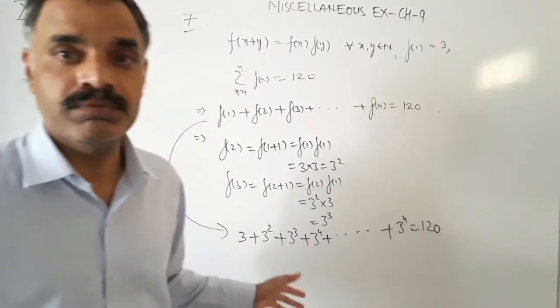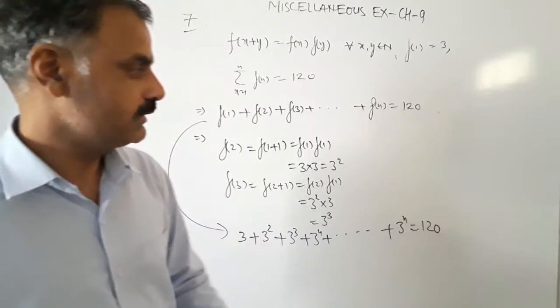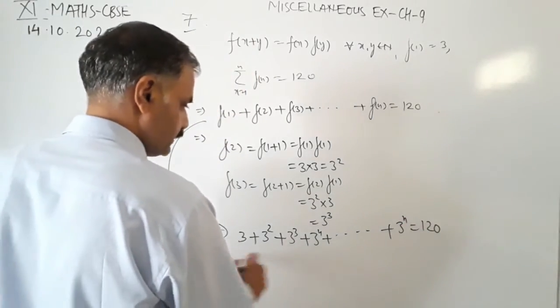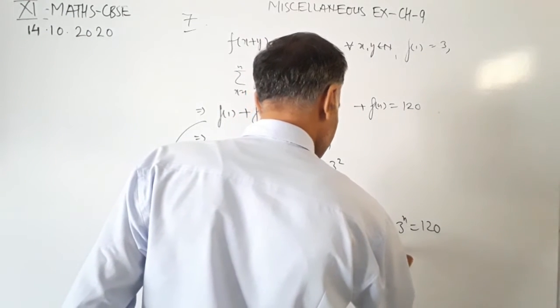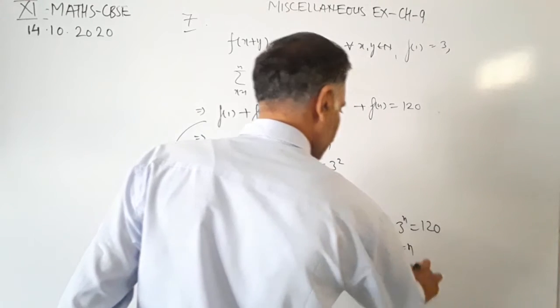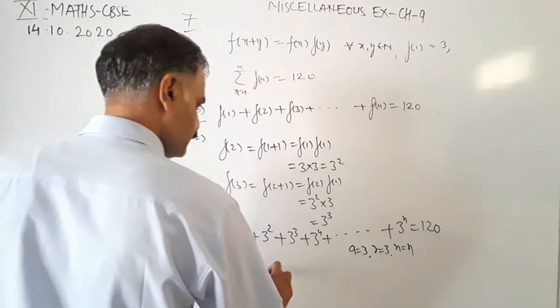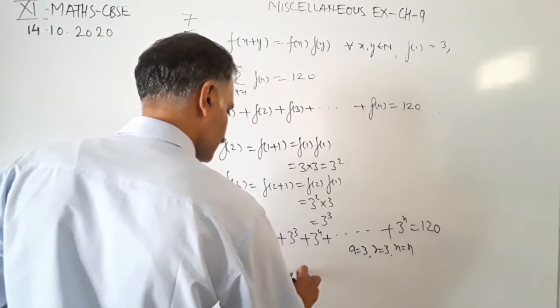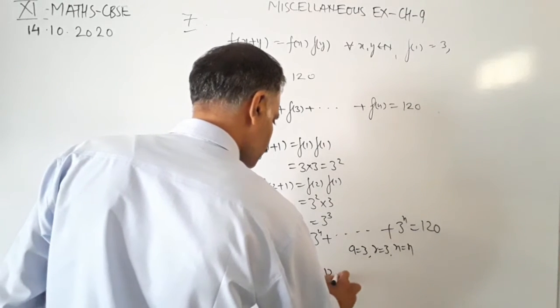This is the sum of n terms, that is equal to 120. So the sum of this GP: a equals 3, r equals 3, n equals n. Using the formula for the sum of n terms, a into r to the power n minus 1 upon r minus 1, this is equal to 120.